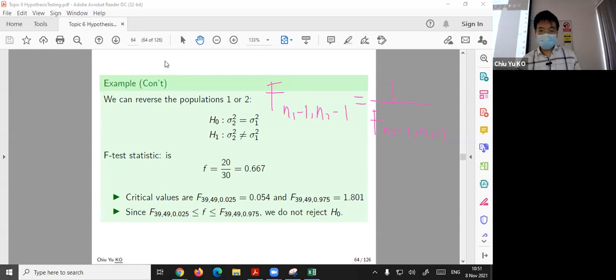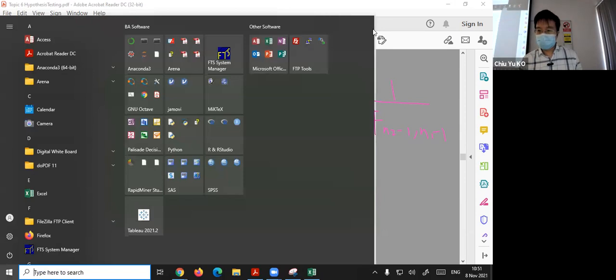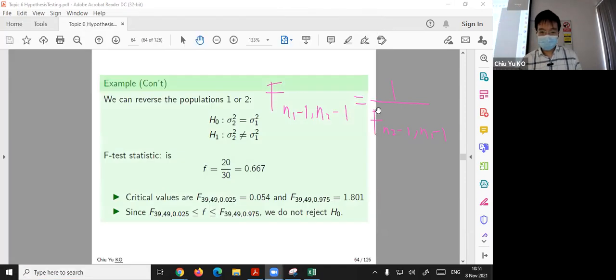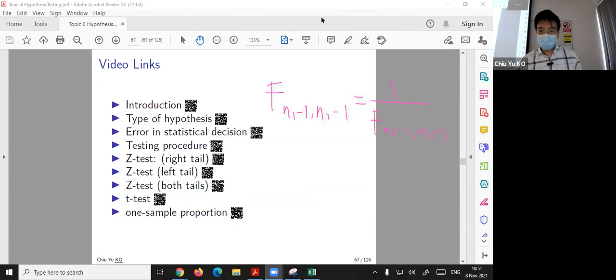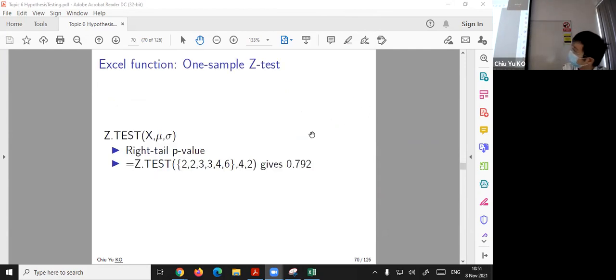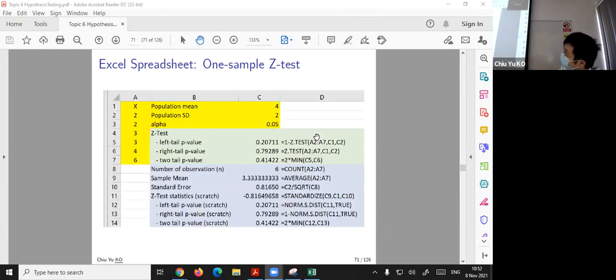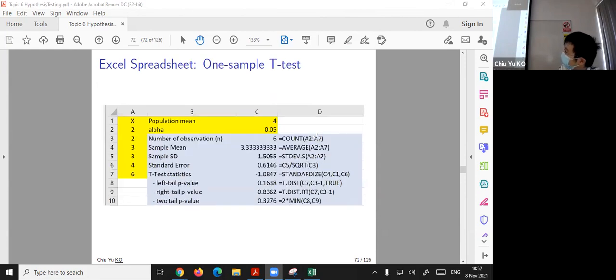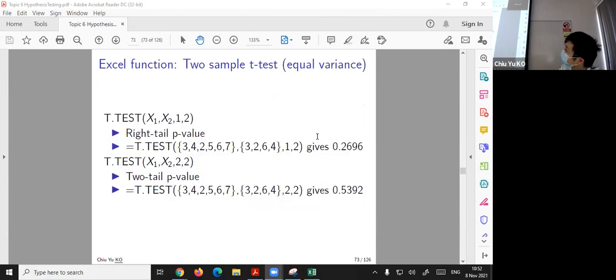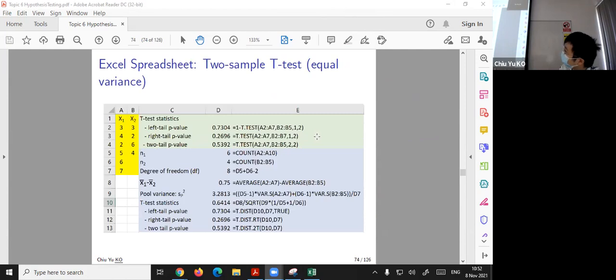I guess now is the time to do some Excel. Is there any question? So I think we have done this. There's the one sample test, the Z test. Okay, we've done that. The T test, we also did it, for the two sample one.